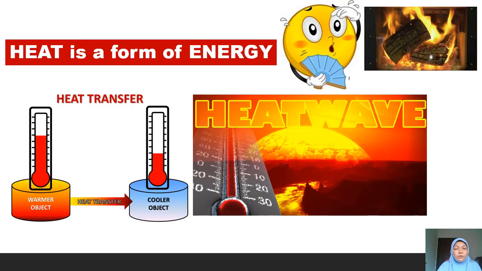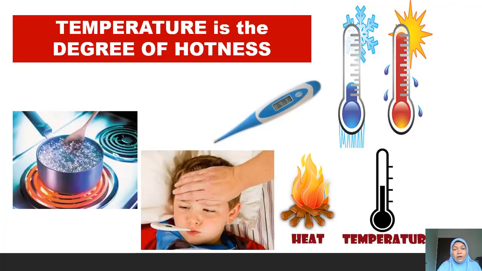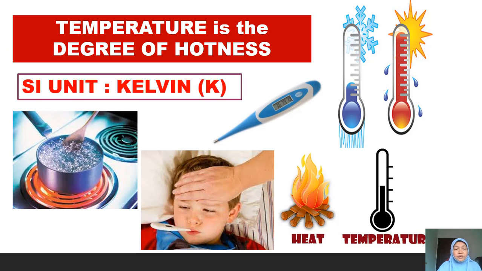Now, what is the meaning of heat? So heat is a form of energy. Remember, we have so many types of energy. So heat is one type of energy that we have. Okay, what is temperature? So temperature is the degree of hotness. Okay, so when you feel sick, your temperature will become higher than 37 degrees Celsius. Right.